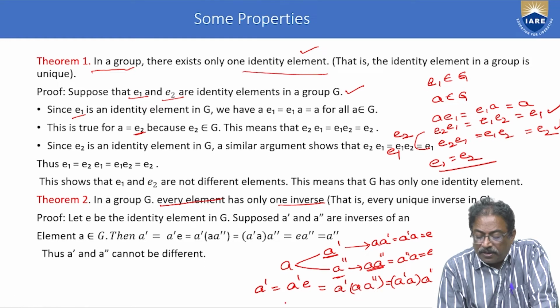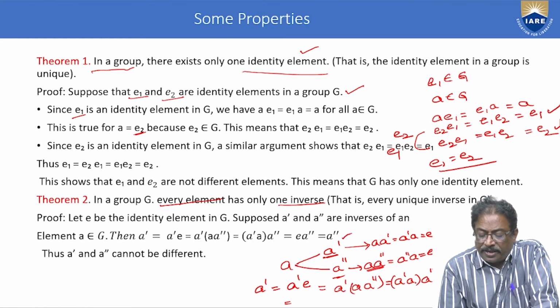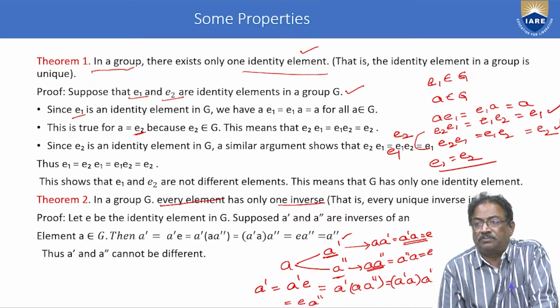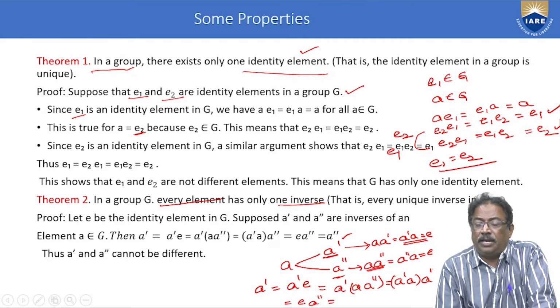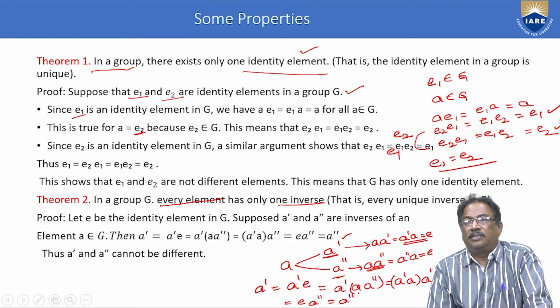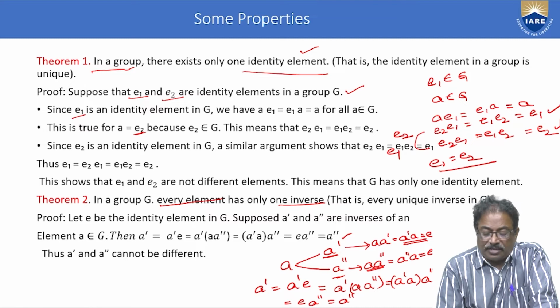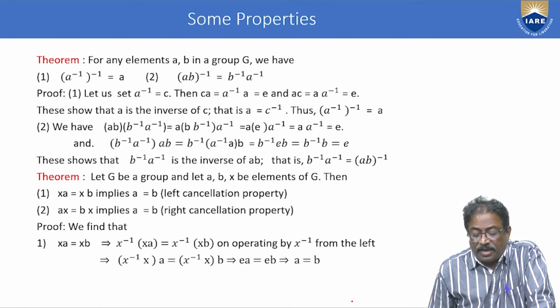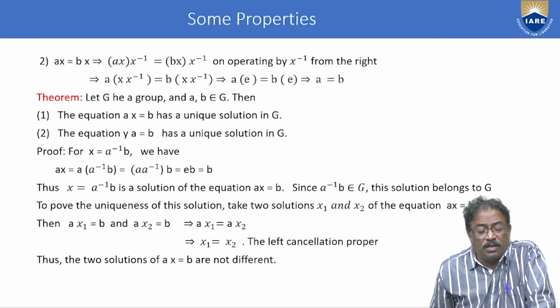Now A dash is the inverse of A, so A dash A is E by this condition, and then it is E A double dash. E is the identity element, and when the identity element is multiplied with any element, I get that element itself. So I can say that A dash is equal to A double dash.